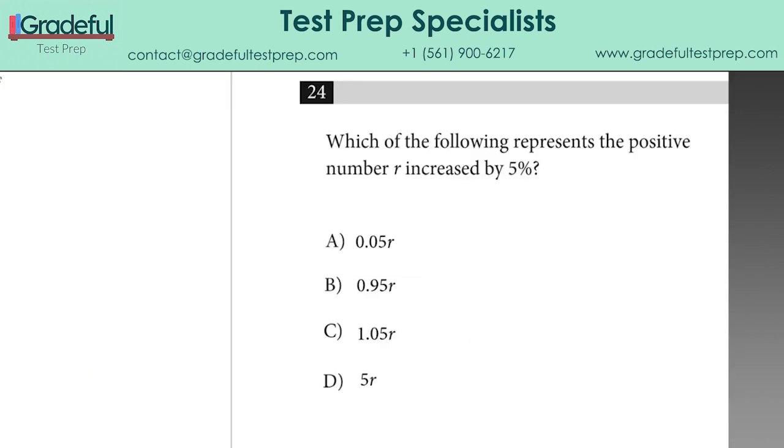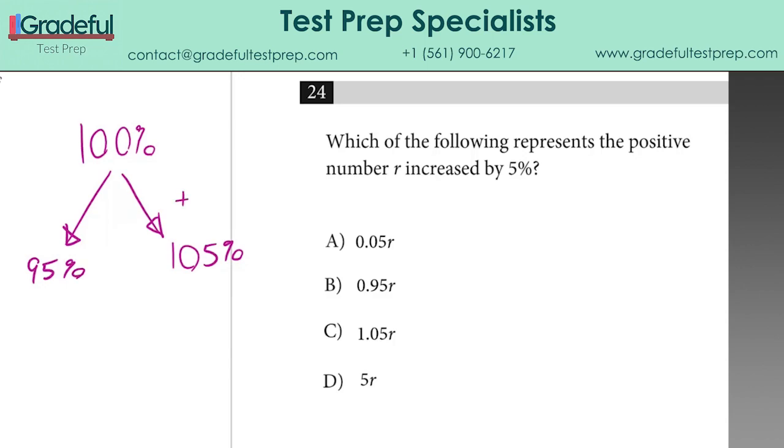Going on to question 24 now, it's asking us how to apply a percent increase or a percent decrease. And the idea here is that when we're dealing with percents, we always start with 100%. If we were to increase by 5%, it would take us to 105%. If we were to decrease by 5%, it would take us to 95%. So that's the idea of the increase, and this is the idea of the decrease. But in order to use these, we have to move the decimal 2 spaces over. So you'd get 0.95 or 1.05. So when R is increased by 5%, then that's the idea of multiplying R by 1.05. And so the answer for 24 is C.